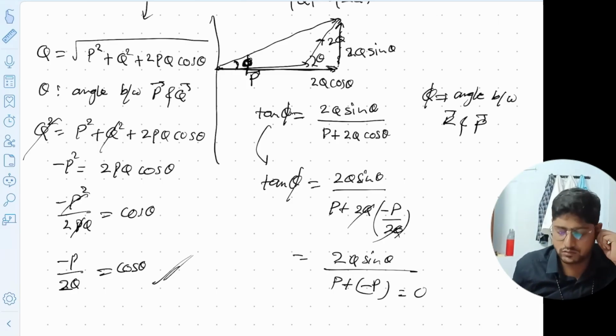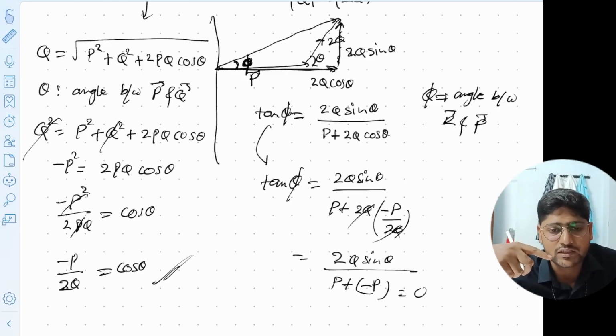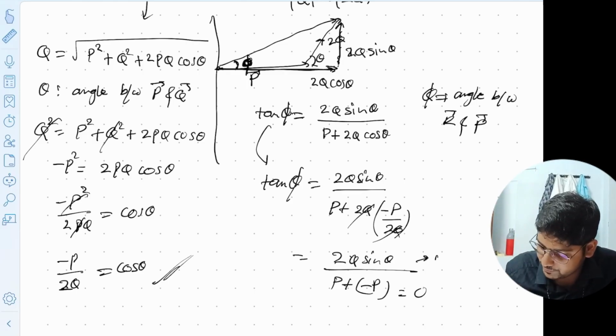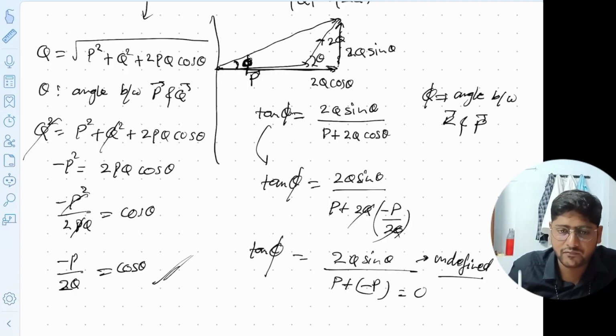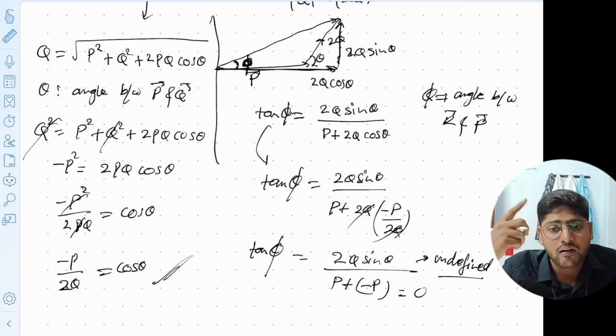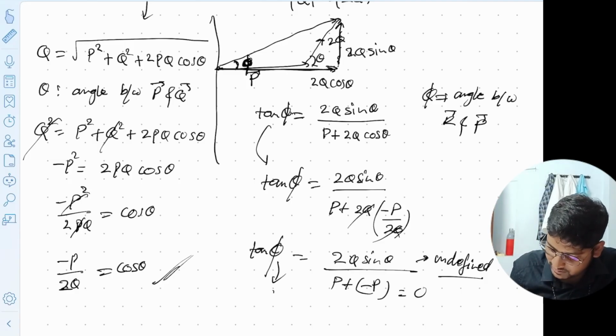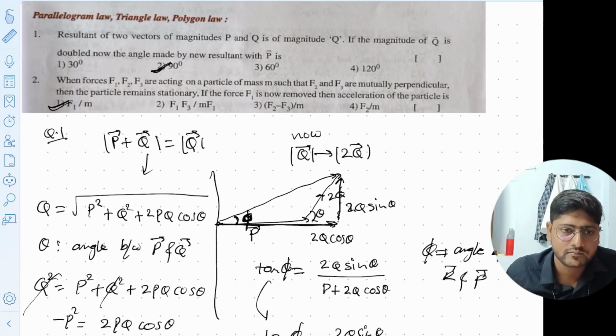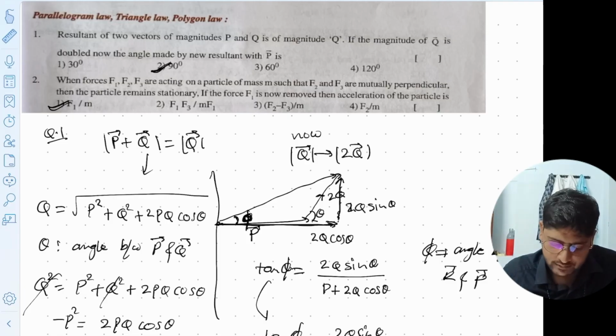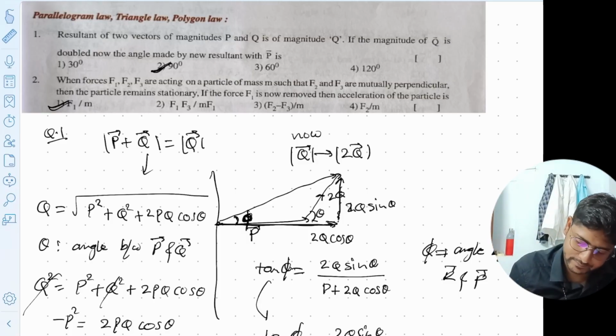0. If something comes in the base as 0, it will be undefined. So tan phi is undefined. Tan is undefined at what angle? Tan is undefined at 90 degrees. So the angle between the resultant and vector P is 90 degrees.